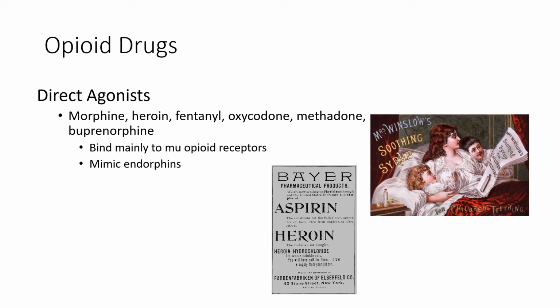Interestingly enough, and you've been seeing some of these in pictures, 120 years ago, 100 years ago, heroin was prescribed just like aspirin. And early on, morphine was overprescribed. The toothache syrup had these types of things in it, so giving these types of drugs to kids.